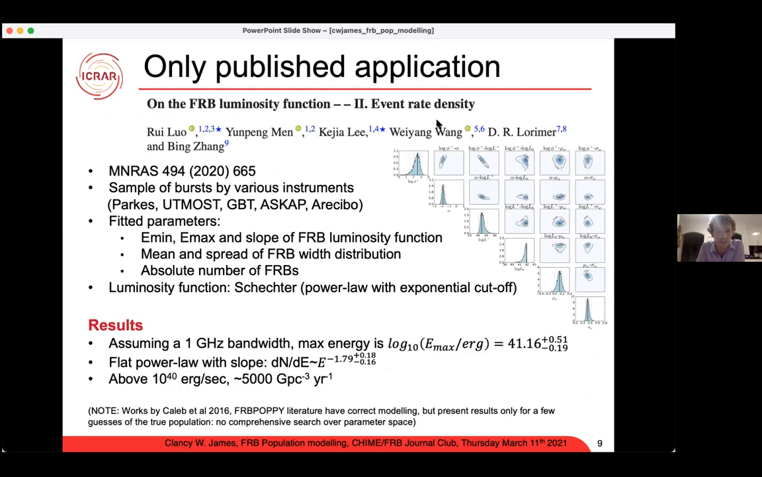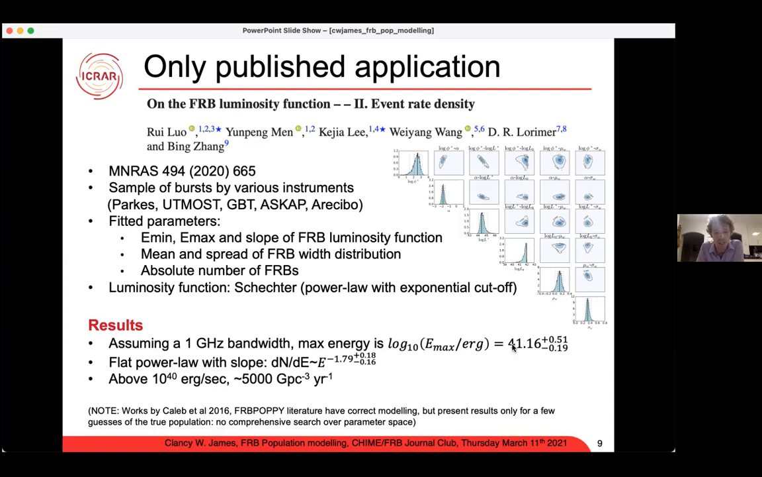See Duncan getting in on the action here fairly recently in MNRAS, where they basically took a sample of bursts by various instruments. They looked at Emin, Emax, and slope of the FRB luminosity function. Also looked at the mean and spread of the FRB width distribution and the absolute number of FRBs. They fitted six parameters there. And they did that fit to this sample using a Bayesian approach, right?